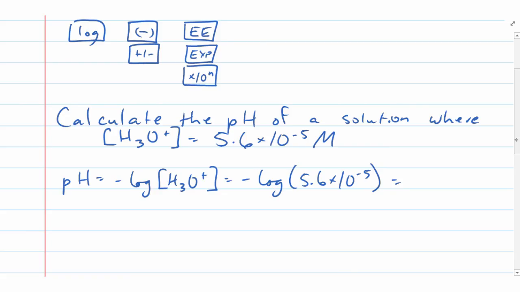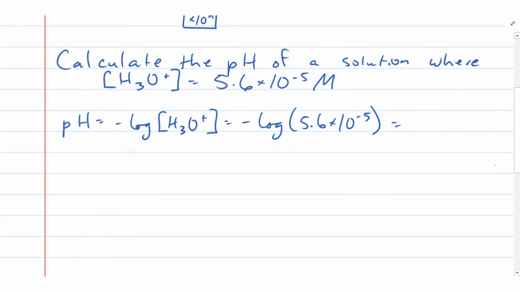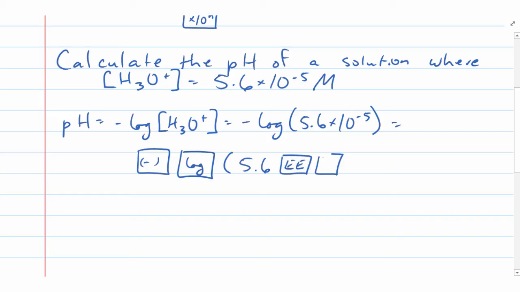Now, if you have a TI graphing calculator, here's the key sequence, and you're going to put it in from left to right. First, you hit your sign changing key. Then you hit your log key, which puts in a left parenthesis for you. Then you enter 5.6. Then you hit the EE button, then your sign changing button, and 5. You then put in the right parenthesis, and then you enter.